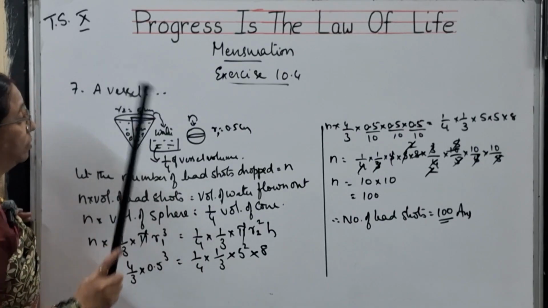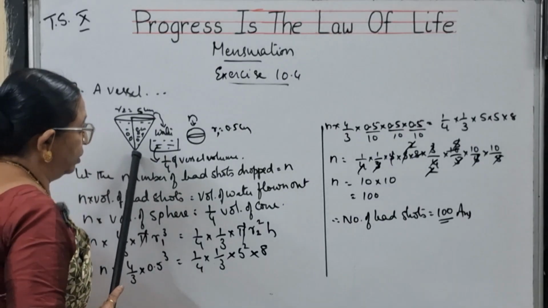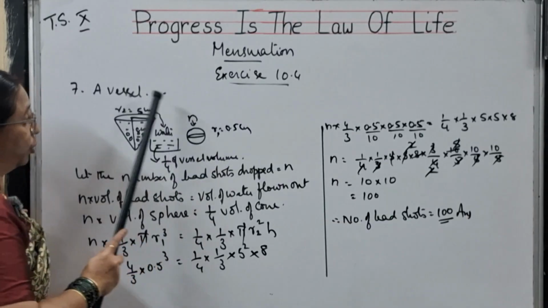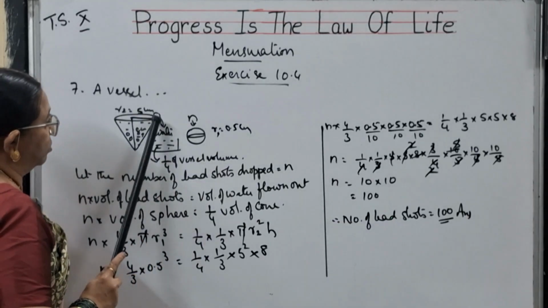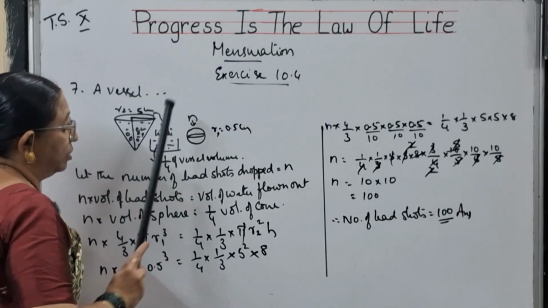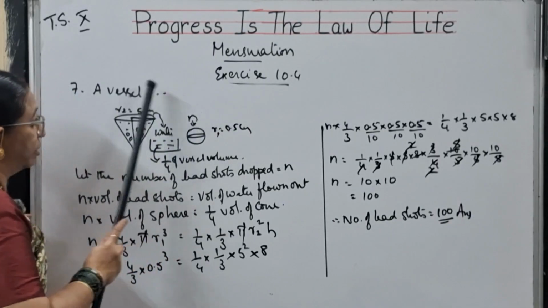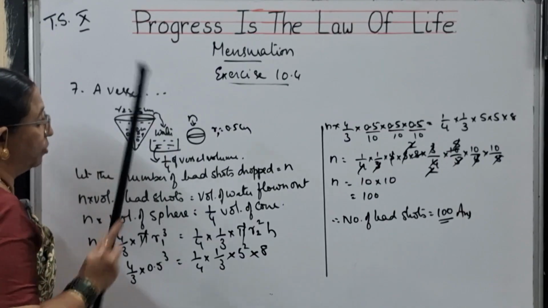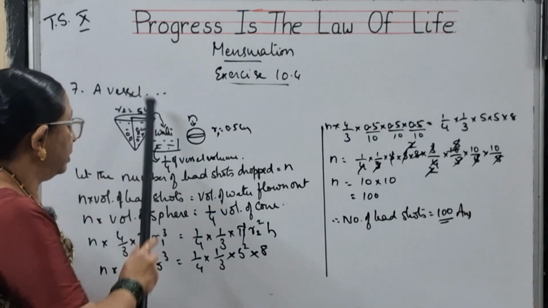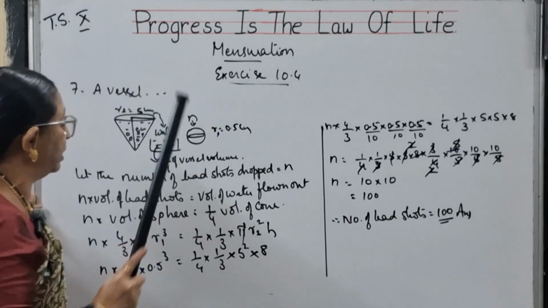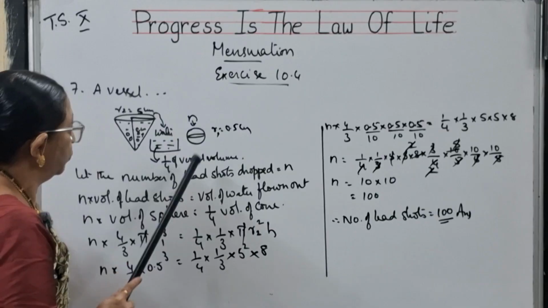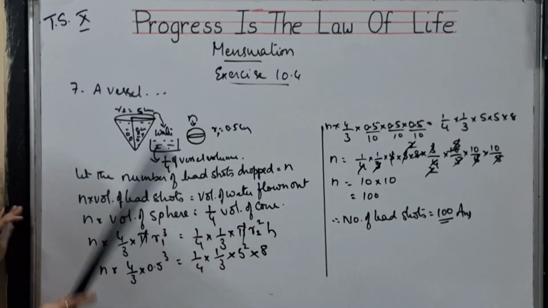a container which is in the form of an inverted cone. It is filled with water, and lead shots are dropped into it. The radius of the container is 5 centimeters, height is 8 centimeters. When these lead shots are dropped into it, water of course comes out because it is filled up to the rim. That is collected in a sub vessel, and when its volume is found out, the volume that has flown out is 1/4 of the volume of the vessel.